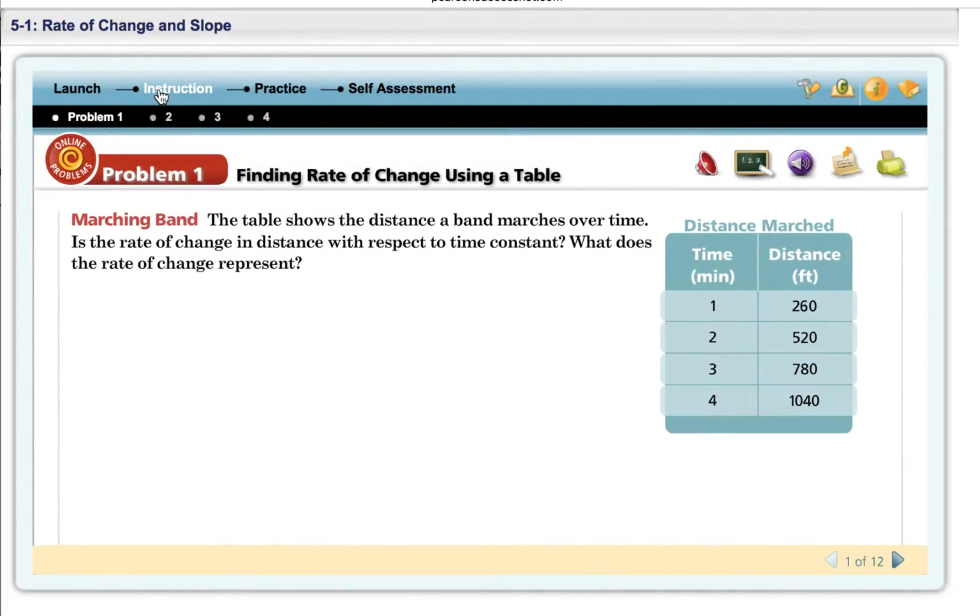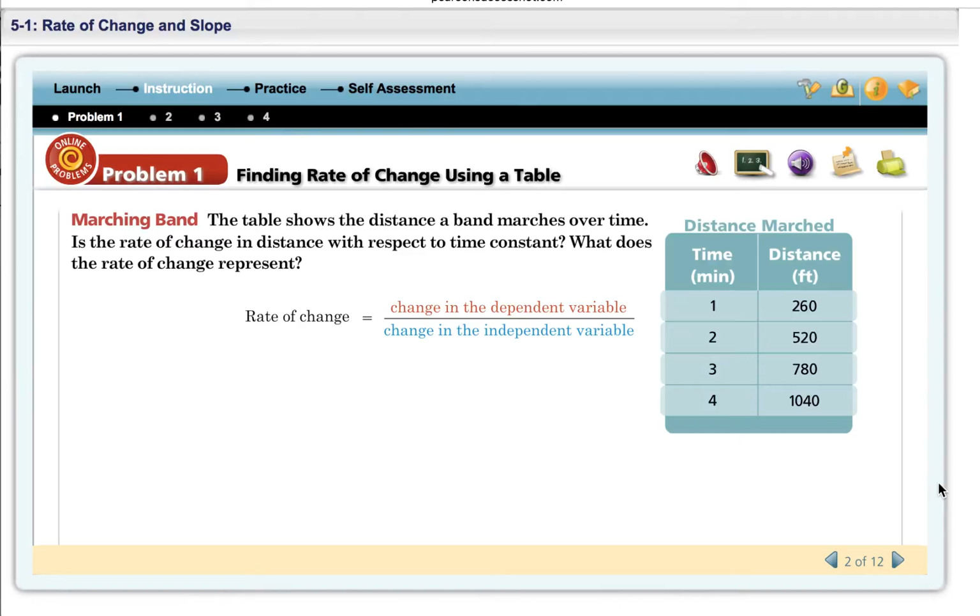In this problem, you will find a rate of change using a table. The table shows the distance a band marches over time. Is the rate of change in distance with respect to time constant? What does the rate of change represent? So we're looking at a chart that's similar here, and the good news is they are going up by ones, so you don't have to worry too much here. This is the section we're really going to need to focus on and consider.